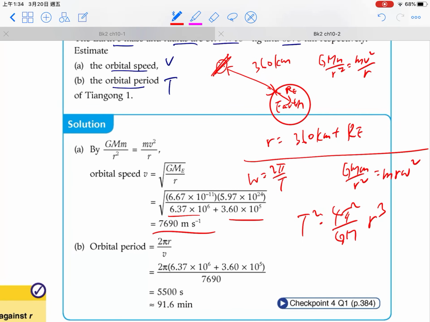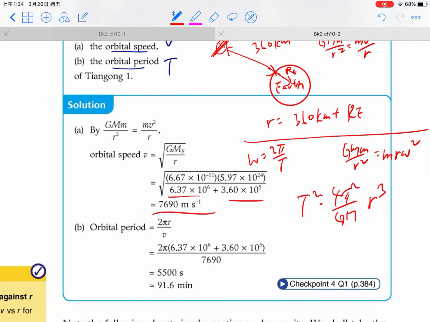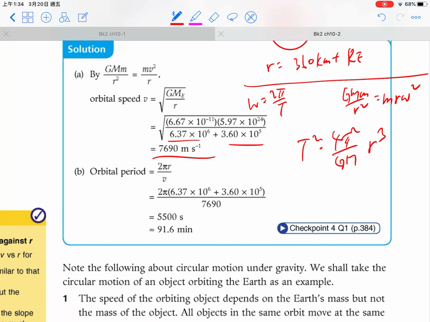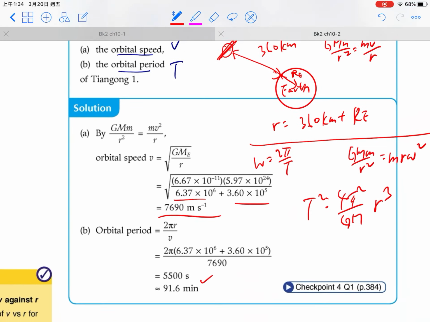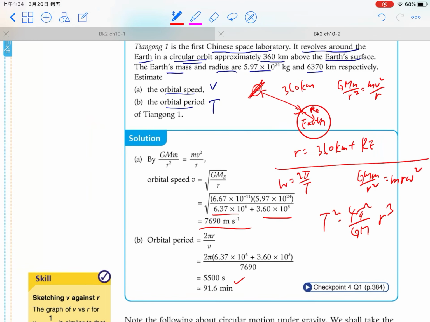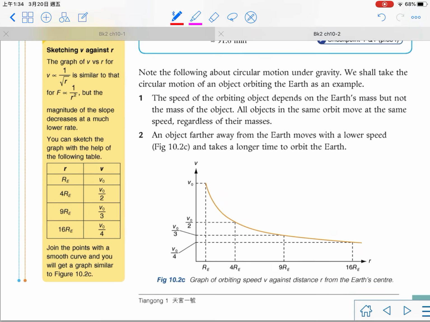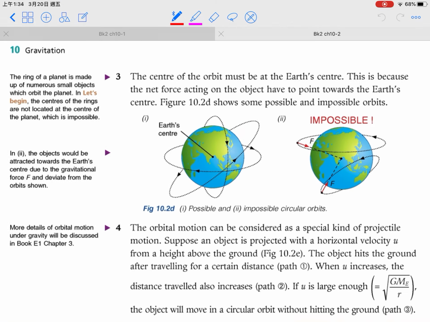Or after you have found v, you can use 2 pi r over v to be equal to the time. Time for one revolution is distance over speed. Distance is 2 pi r, over v. So we can also get the same answer. Okay, two methods here for example 6.